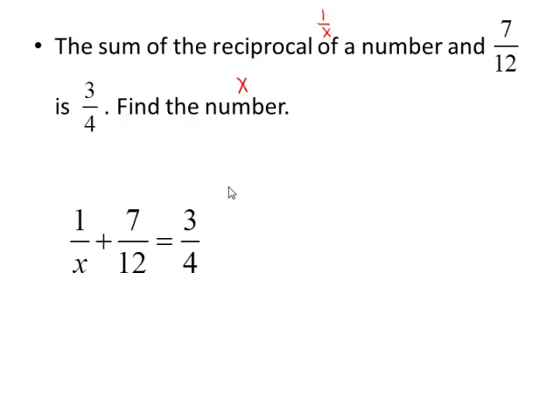So that's my equation. The common denominator here will be 12x because the common denominator for the constants 12 and 4, the LCM of those two numbers is 12, and I'm also going to need an x to cancel out this x in the denominator. Multiply both sides by 12x.